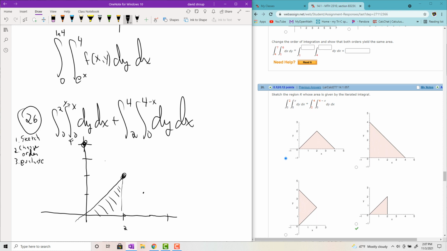Down 1 over 1. So it's going to hit right here, down 1 over 1, down 1 over 1. So it's going to have an x-intercept at 4. It's going to look like this. So it's from 2 to 4 on the x-axis, so it becomes this region right here.